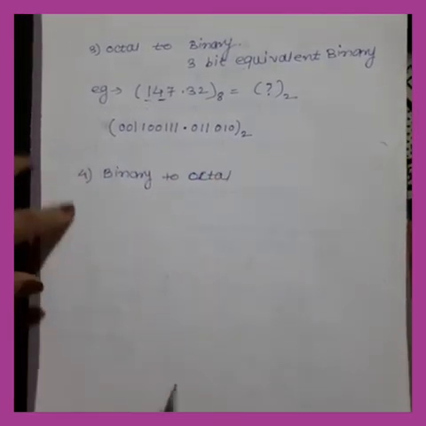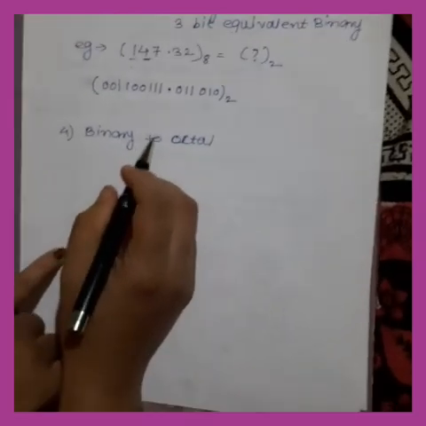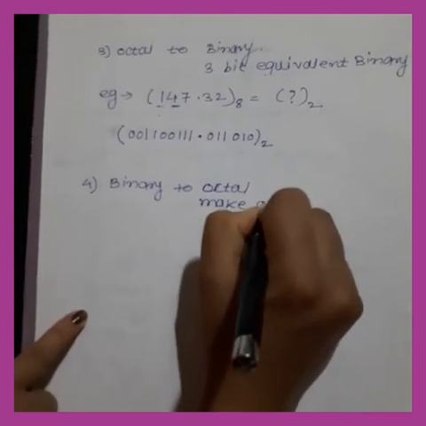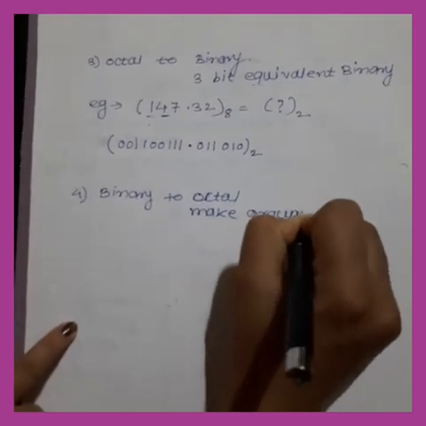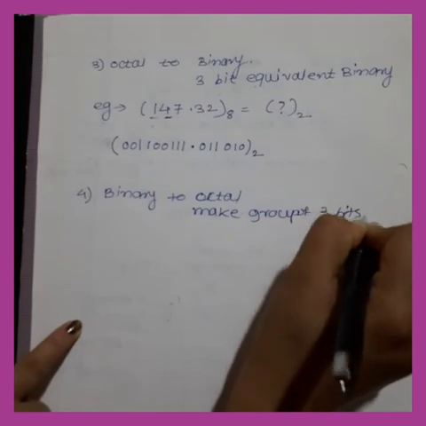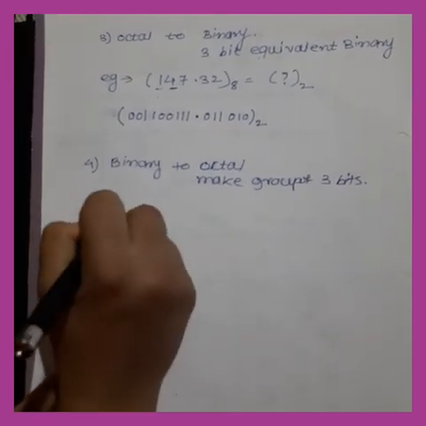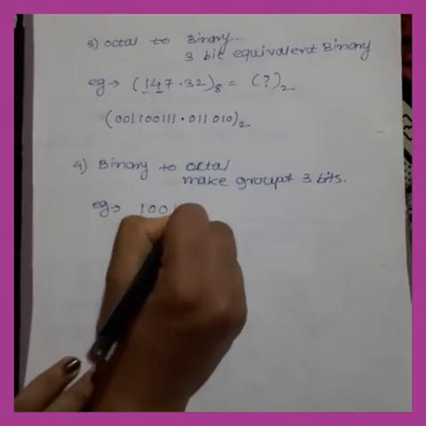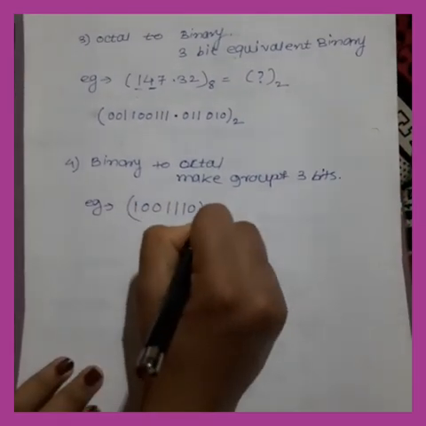Fourth point of this video is conversion of binary to octal. To convert any binary number into octal form, you have to make groups of 3 bits. For example, if we have the example 1001110, this is our given binary number. We have to find the equivalent octal number.